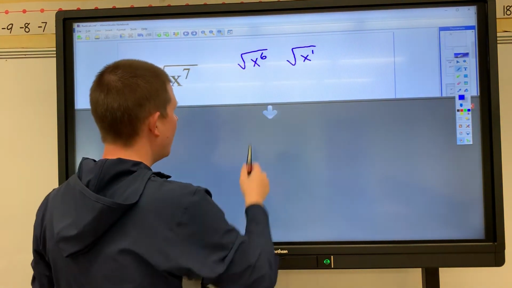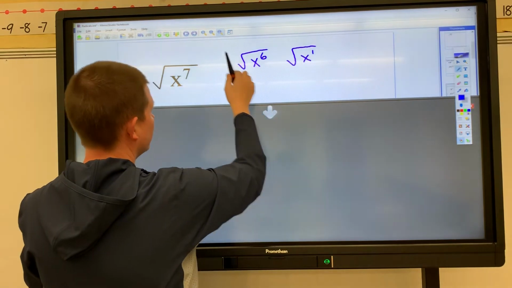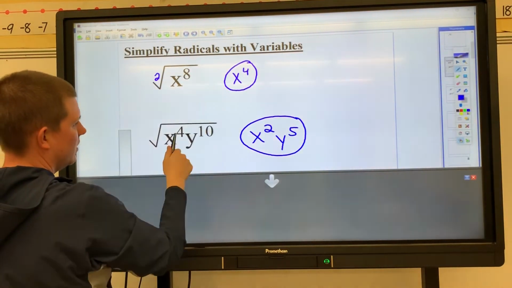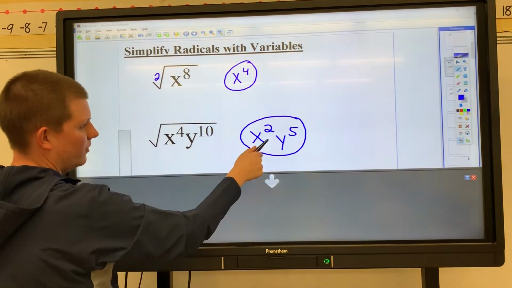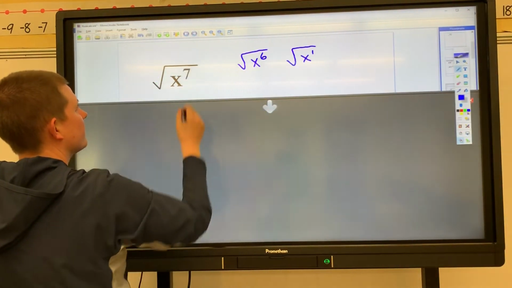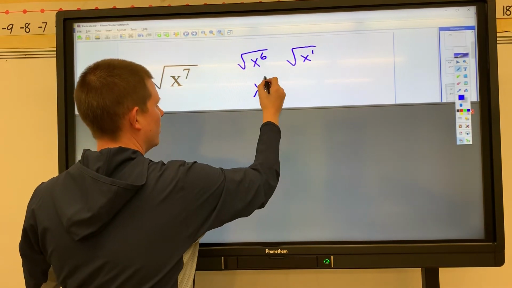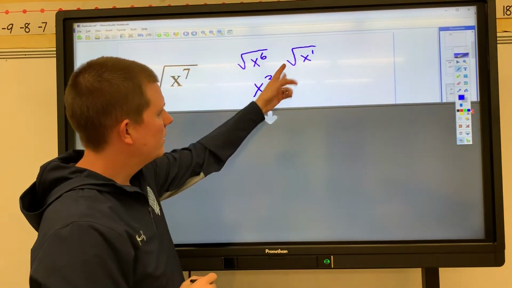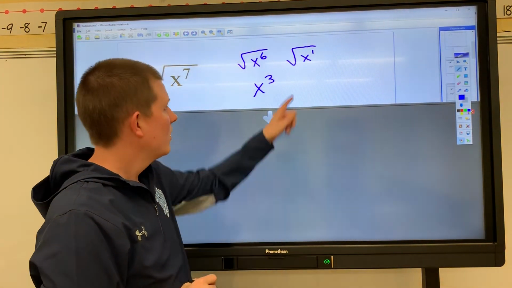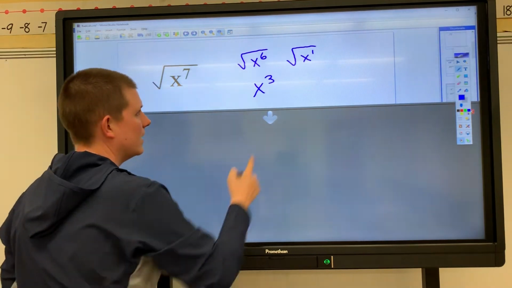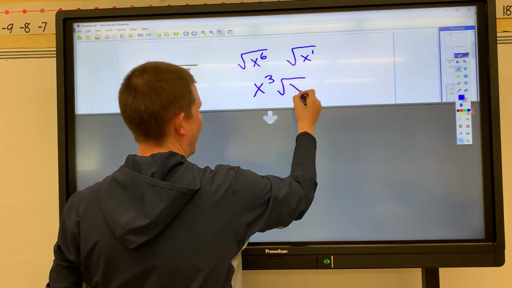Now, what is the square root of x to the 6th? We just talked about that, right? All you do is you divide it by 2. So divide that by 2, that becomes x to the 3rd. Now what is square root of x to the 1st? If we divide it by 2, 1 divided by 2 comes out as a decimal, and we don't want that. So we're going to leave this as just square root of x.